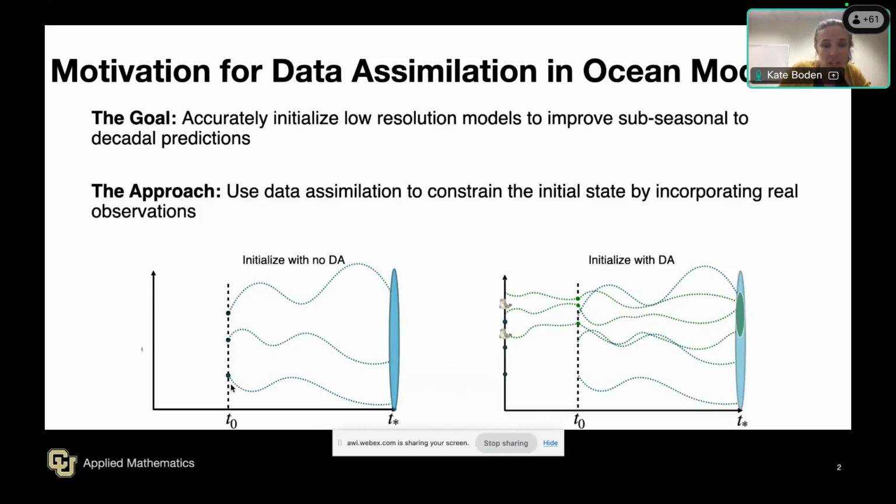On the left, we're initializing 3 ensemble members at time t0, forecasting forward in time to our prediction time, and we see large uncertainty at time t star. But if we initialize with data assimilation, here my observations are made available by seals, then our constrained state, represented in green, has a reduced uncertainty at t star compared to the unconstrained state.